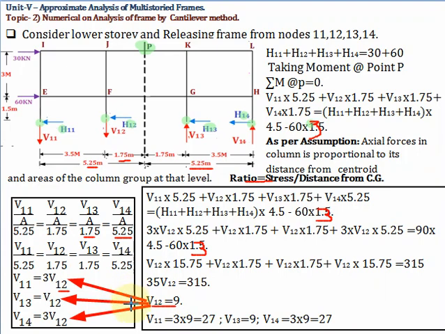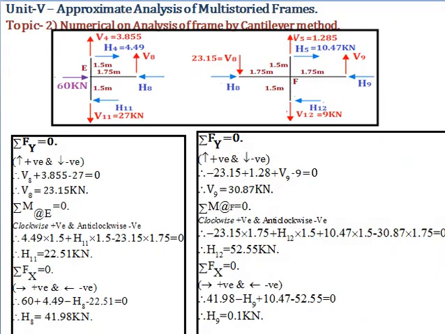So what are the values of V11? The value of V11 is 27, the value of V13 is 9, and the value of V14 is 27. So in this way we have found the values of V11, V12, V13, and V14. Now consider the free body diagram of joint E.